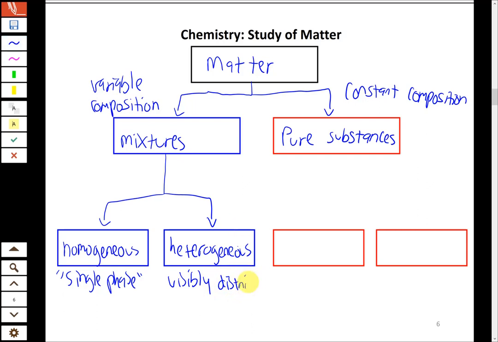One of these days I'll learn how to spell visibly distinguishable parts.